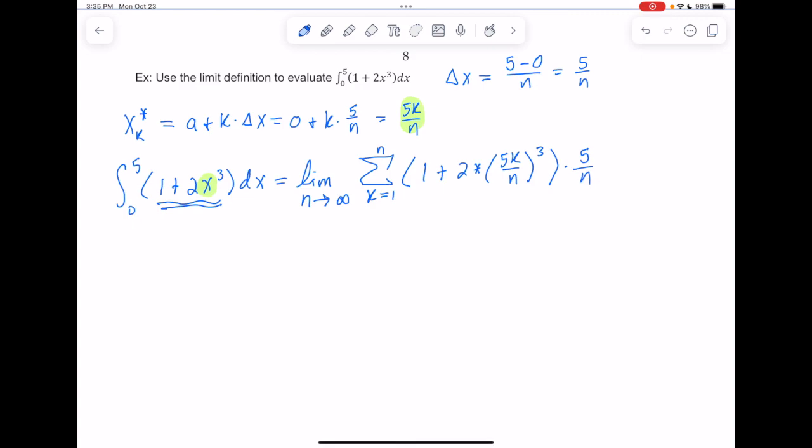So there's the setup. Now we're going to try and simplify it like we did last time, to where we can apply some of our sum rules for our sigma notation, get the sigma out of there, and then evaluate the limit.